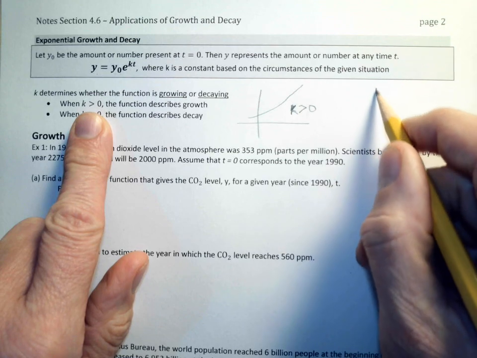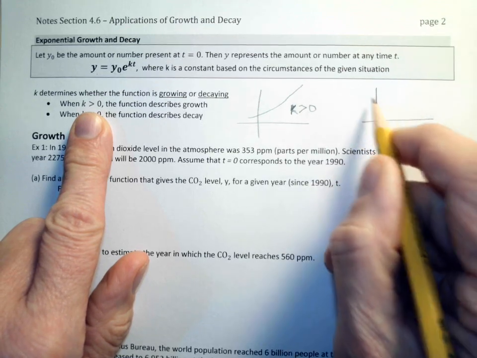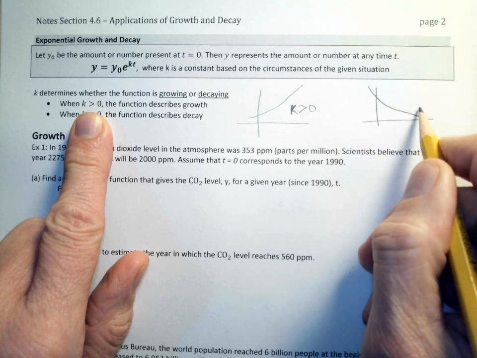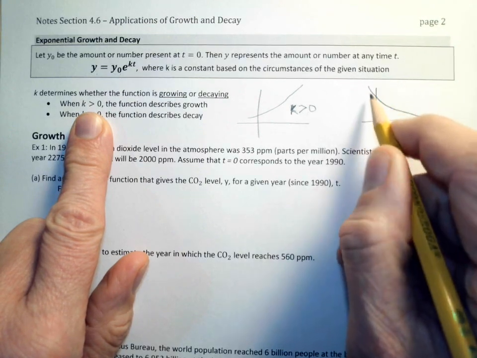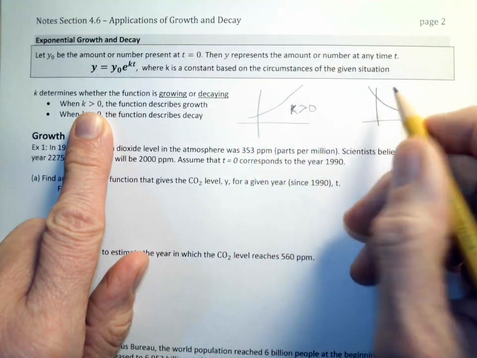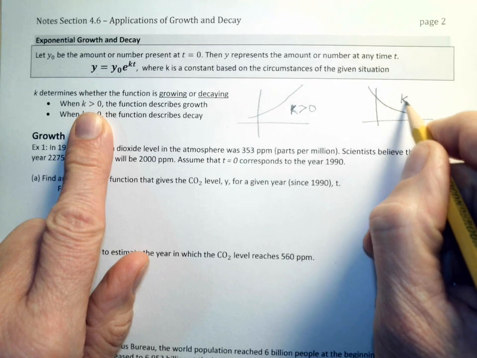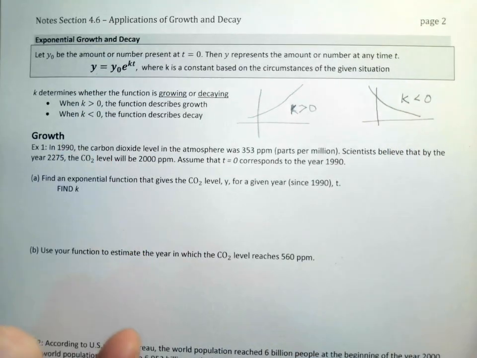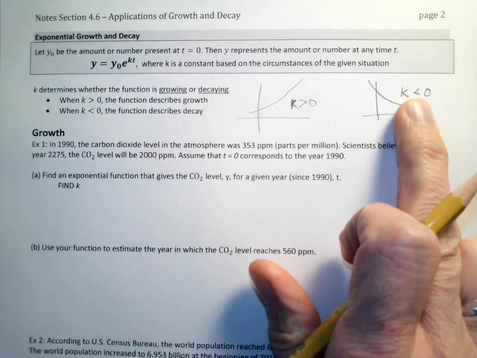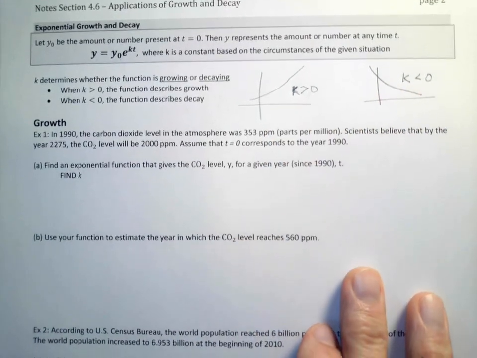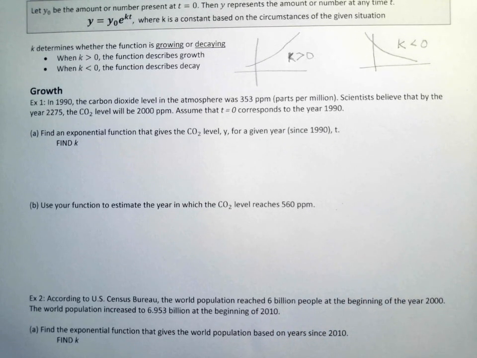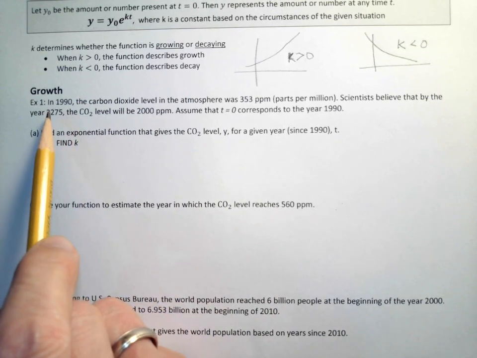And then if we have decay, which we'll get to on the next page, we have some amount that's decreasing over time. When this happens, we're approaching an asymptote, as opposed to here, where we're getting away from an asymptote. For decay, the k value will be less than 0, so decay is when k is negative. Here we're going to have growth, so the k value will be positive. All right, so let's do example 1.